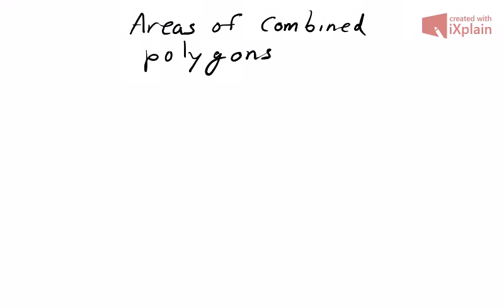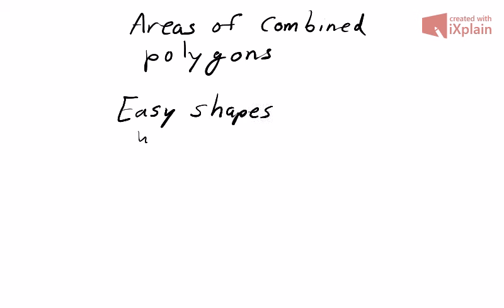Hello, 7th grade. Today we're going to be looking at the areas of combined polygons, how we find the areas of combined polygons. So what this is going to look like is we're going to be given a really crazy shape, and we're going to be asked to find the area of it. And our strategy today is going to be to take our really crazy shape and to break it down into easier shapes. So easy shapes are going to be shapes we know how to find the area.